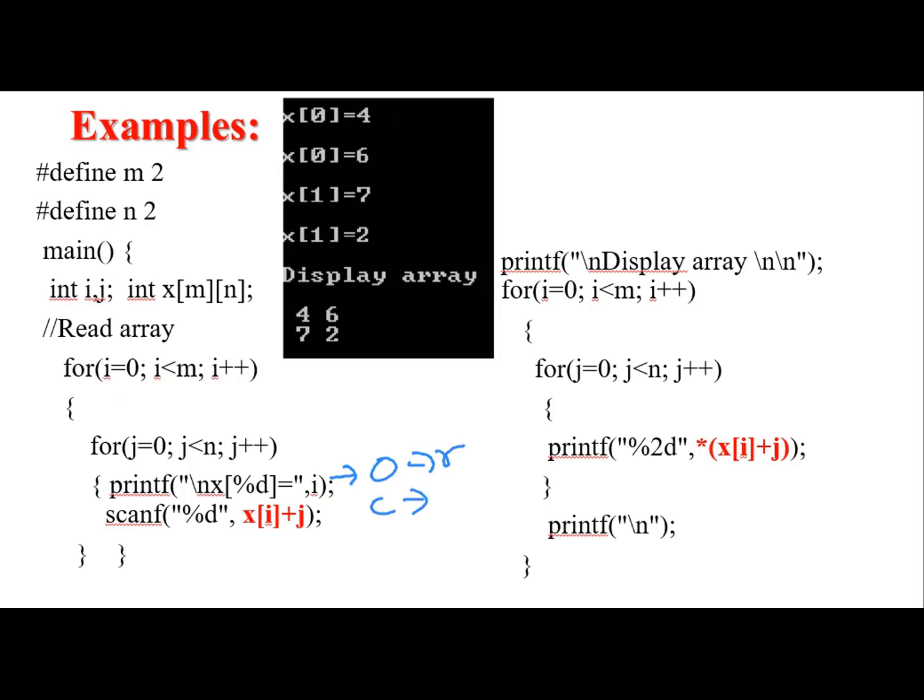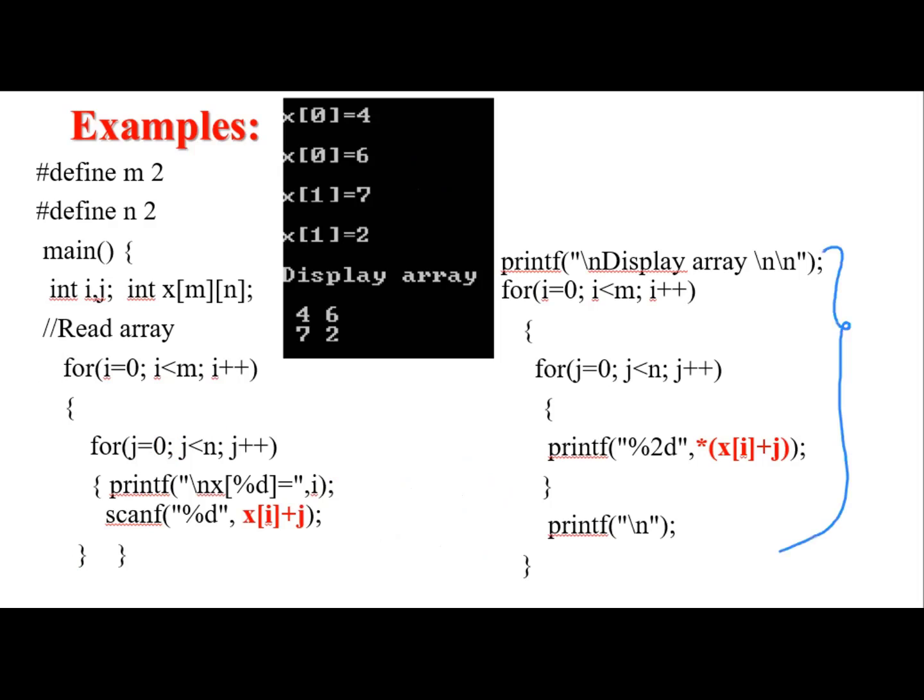But then the column changes. Initially j is equal to 0 and my value was 4. Then my column increments, j becomes 1, and I enter the value 6. After this, n is 2, so j less than 2 fails and it will go out of the loop, and then I'll be in the next row. So here I'm just reading the values from the user.